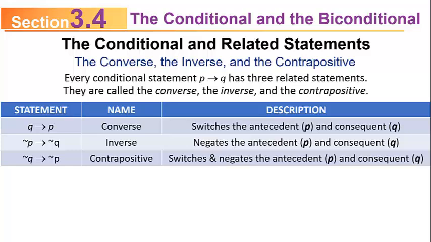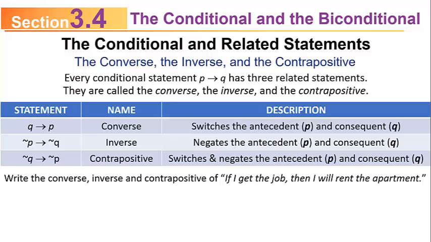To find the converse, you switch the P and the Q to get Q implies P. To get the inverse, you don't switch the P and the Q. Instead, you negate both of them to get not P implies not Q. And to get the contrapositive, you do both. You switch the P and the Q, and you negate both. The converse, the inverse, and the contrapositive.